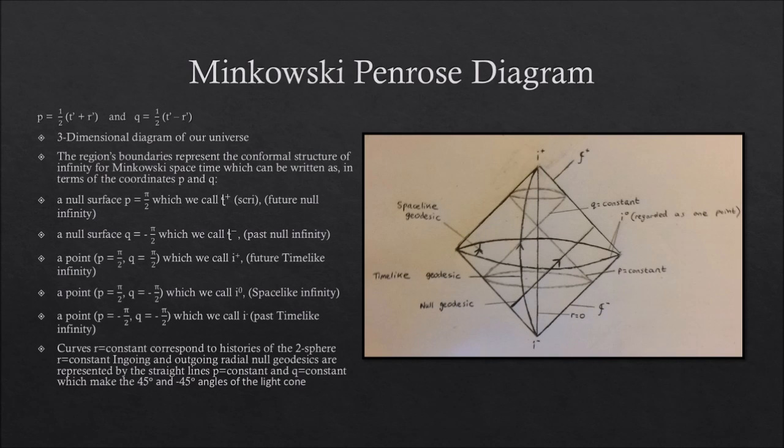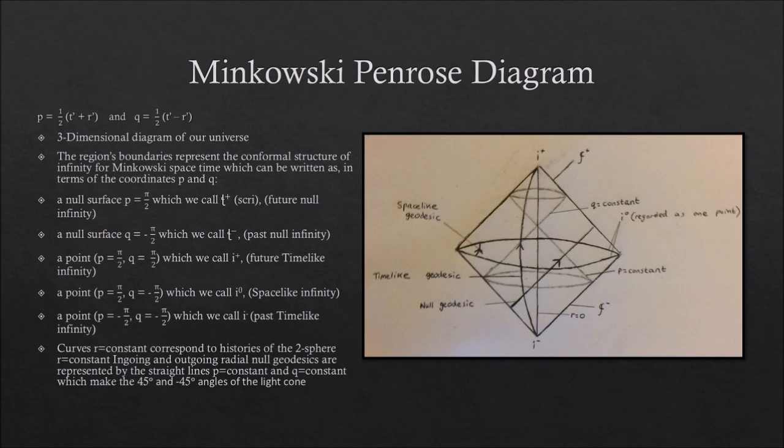So here we have the Minkowski-Penrose diagram. The actual parallelogram, I guess, is a three-dimensional diagram of our universe. The region's boundaries represent the conformal structure of infinity for Minkowski spacetime, which I like to write in terms of P and Q, and I like the notation of scri to make it a lot easier to actually annotate it by hand. But we've got the future null infinity, which is the sort of top right boundary line.